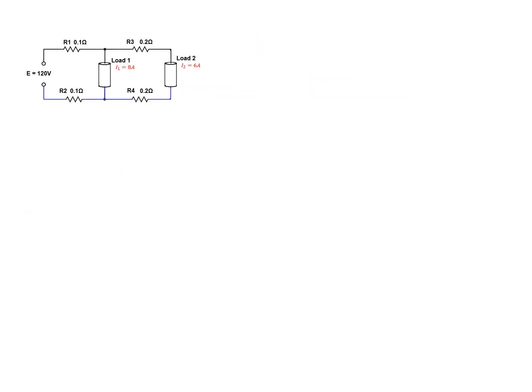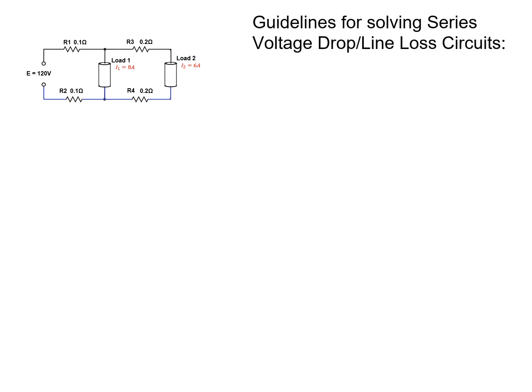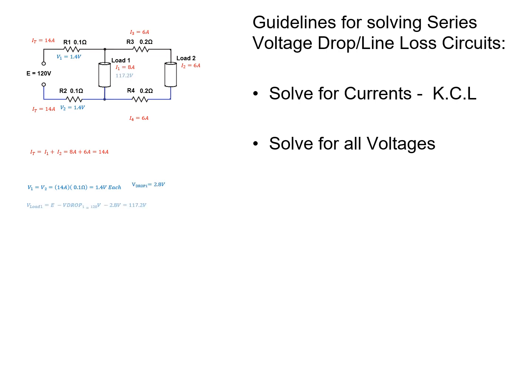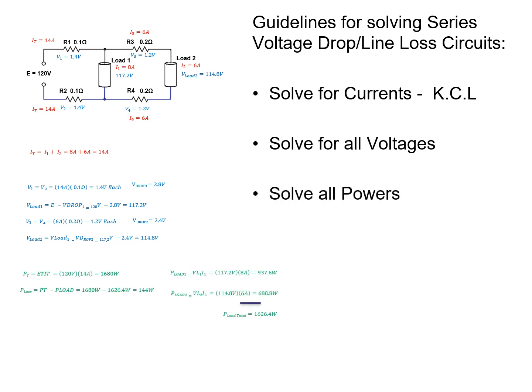So, this is the summary. We looked at a 2-loop voltage drop problem. We started off by using Kirchhoff's current law to solve for our currents. We then, once we had all our currents, solved for all our voltage drops. And with our voltage drops, we could find our voltages to our loads. And with all our voltages and currents in hand, we were able to solve for all our powers. This pretty much brings us to the end of the second video in the series, which helps us find our overall circuit efficiency.